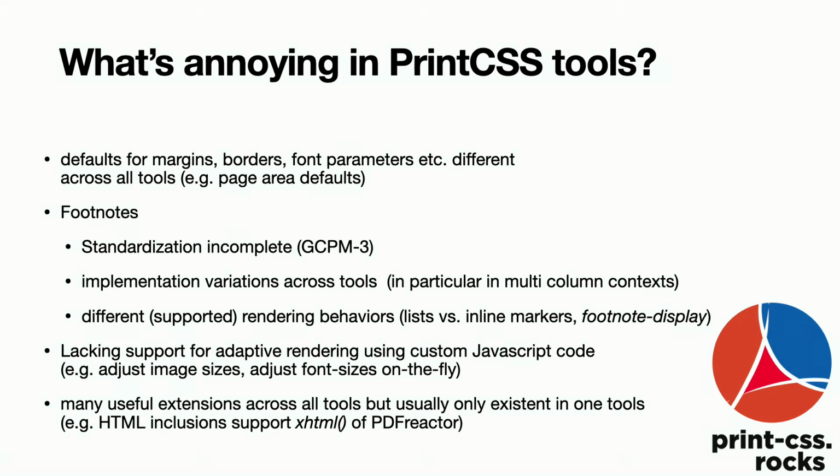And to interact with the rendering process in order to make design decisions ourselves, we usually need some JavaScript code. And right now, I think it's only possible with PDF Reactor and Prince XML to some point. But usually, we want that in all projects and in all tools. In many cases, tools provide different functions or extensions. For example, in PDF Reactor, we have a method called XHTML, which allows us to include HTML either through the CSS or through some input files to make documents much more modular.